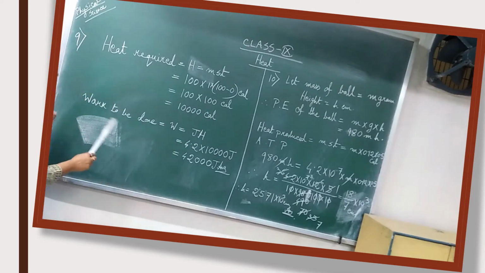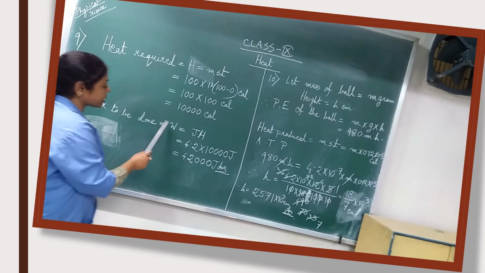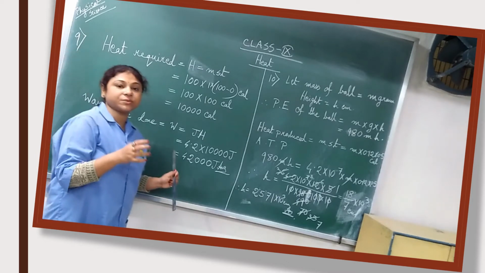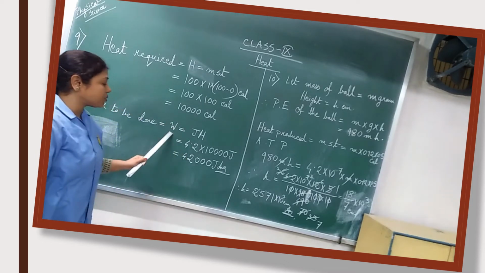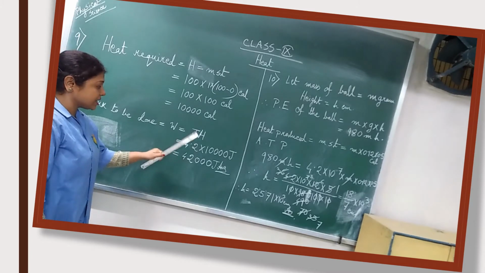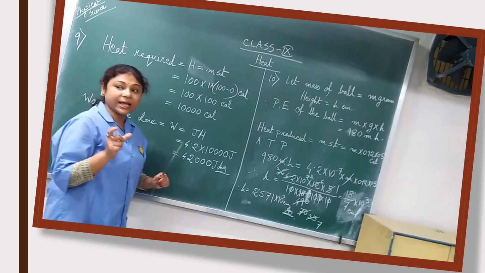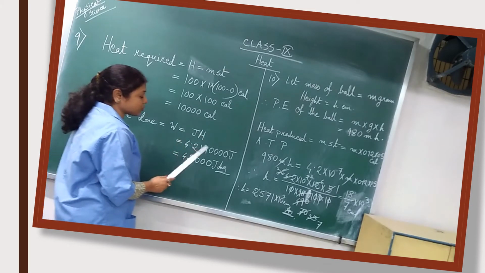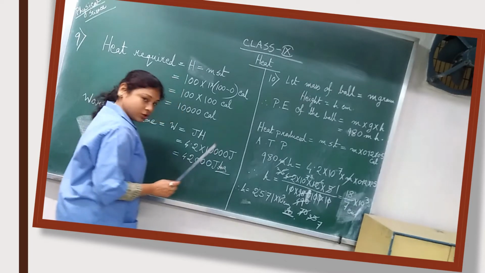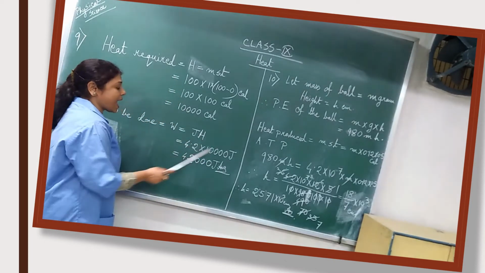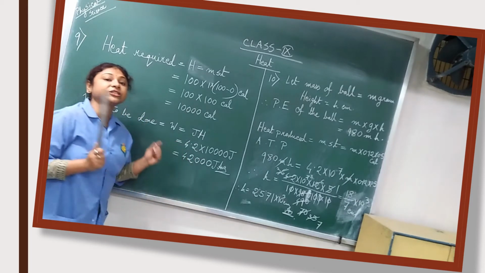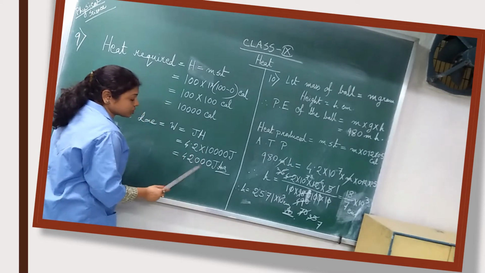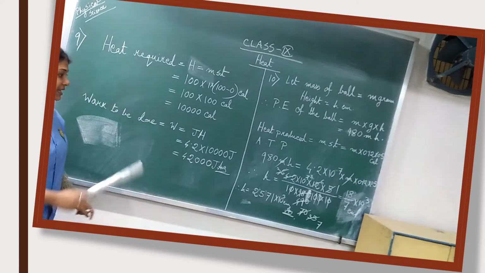Okay. Now work to be done. Work is W is equal to J into H. Actually, this is the relationship between work and heat. W is work, H is heat required, and J is mechanical equivalent. So W is equal to J into H. J is 4.2 into 10,000 joule. Okay, 10,000 is coming from here, and don't forget to give the unit properly. So work unit is joule. Now it is coming 42000 joule. Clear? And this is the answer.